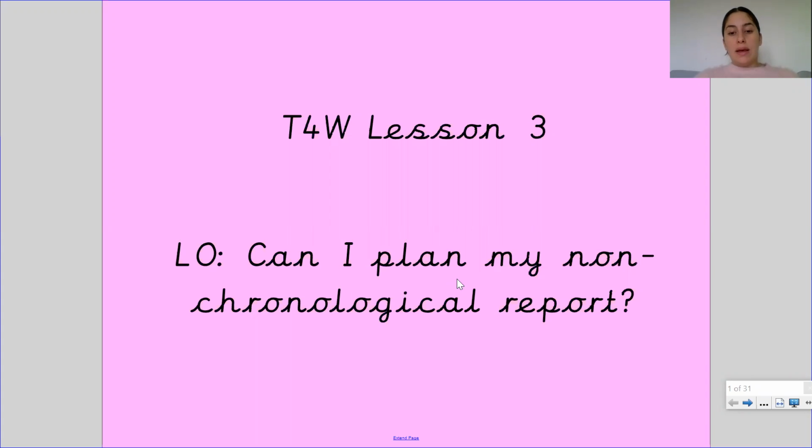When we're planning, we're thinking in detail about what we want to include in our actual non-chronological report, but we don't write full sentences. So this is just to gather all of our ideas and put it down on the piece of paper so that when we go to write our non-chronological report, we've already got everything that we want to include.